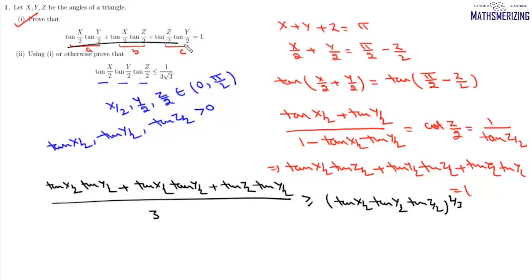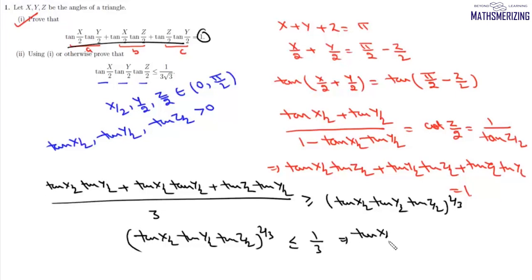Now we know that this sum is equal to 1, so we can write (tan(x/2)tan(y/2)tan(z/2)) whole to the power 2/3 will be less than or equal to, now this is 1, so it will be 1/3. Now we can also write this as tan(x/2)tan(y/2)tan(z/2) will be less than or equal to 1 upon 3 to the power 3/2, which is nothing but 1 upon 3 root 3. And that's your second part.